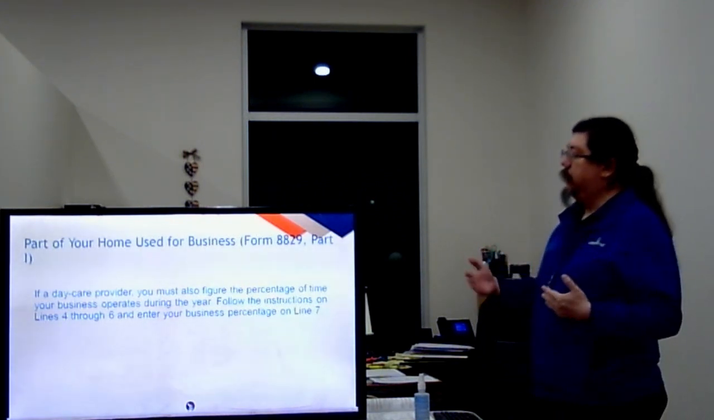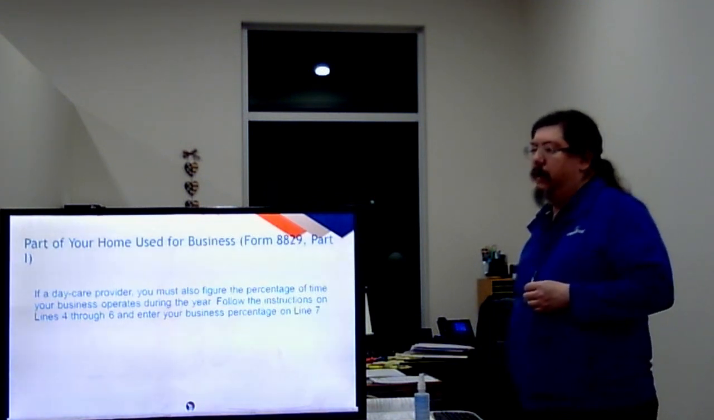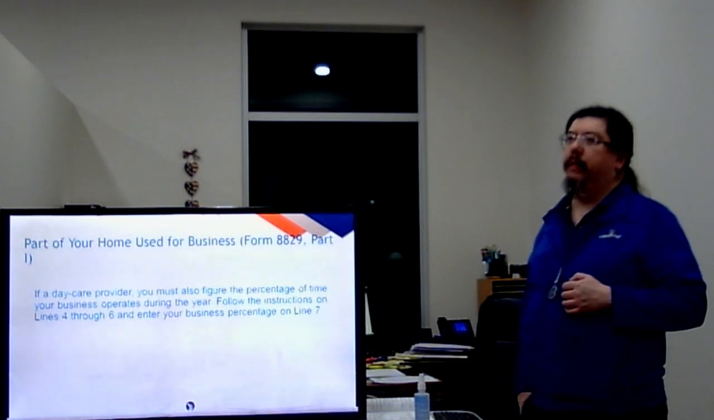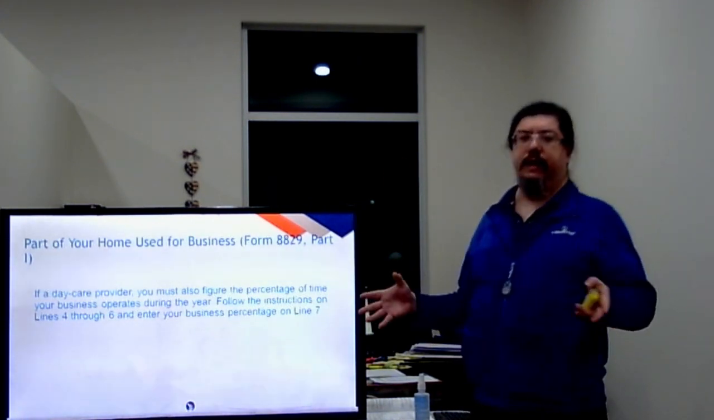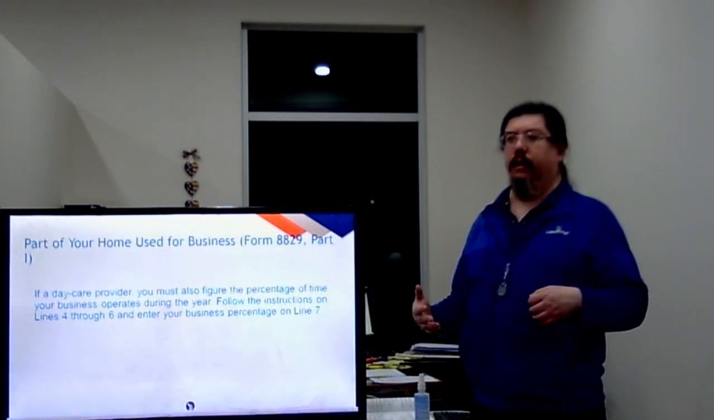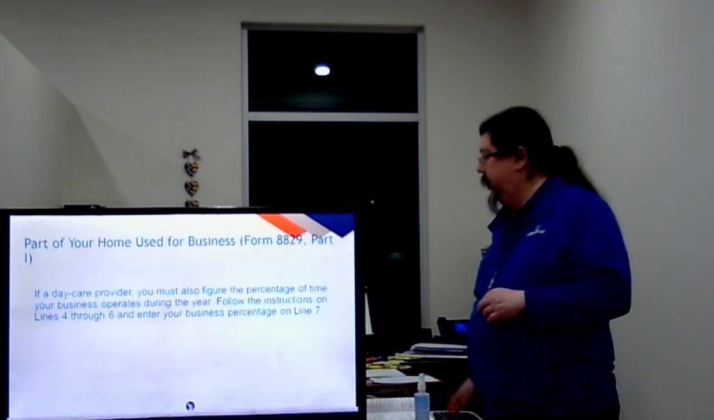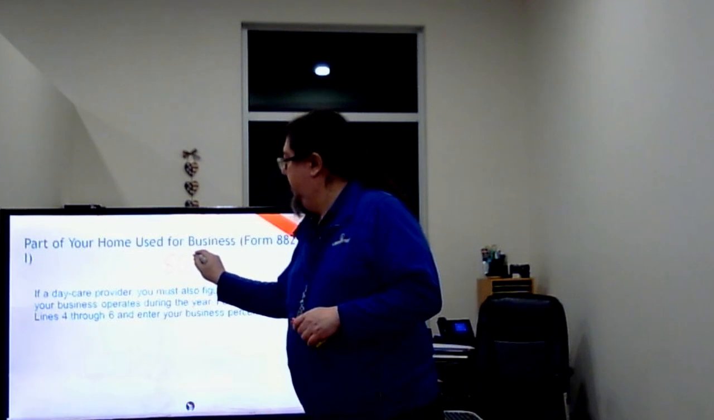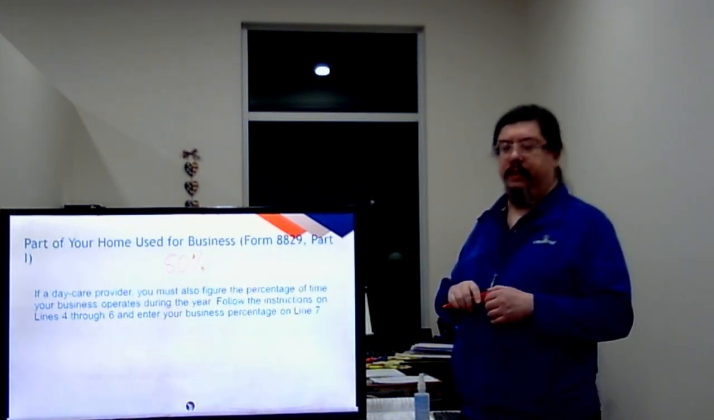Okay, so if you're a daycare provider, you also figure out the percentage of the time your business operates during the year. So a typical daycare provider might be basically the opposite. They have the entire house except for their bedroom as their daycare. So they might have 80% of their home as business use. So we might have this percentage, 80%, is their daycare, because the only place that's off limits is their personal bedroom.